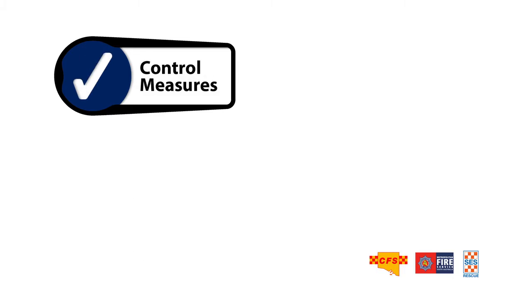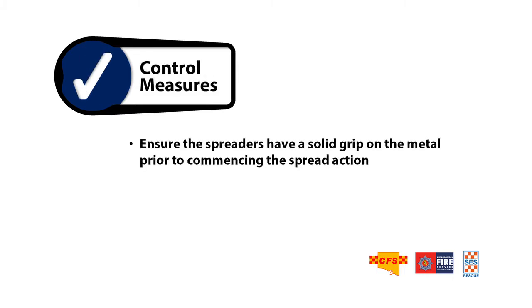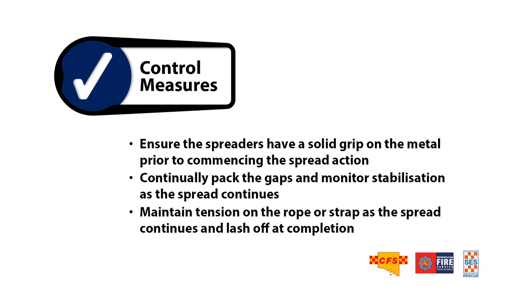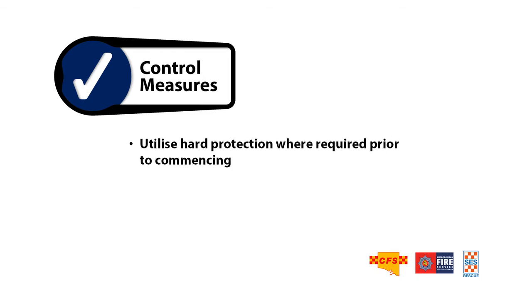Control measures to employ are: ensure the spreaders have a solid grip on the metal prior to commencing the spread action. Continually pack the gaps and monitor stabilisation as the spread continues. Maintain tension on the rope or strap as the spread continues and lash off at completion. Utilise hard protection where required prior to commencing.